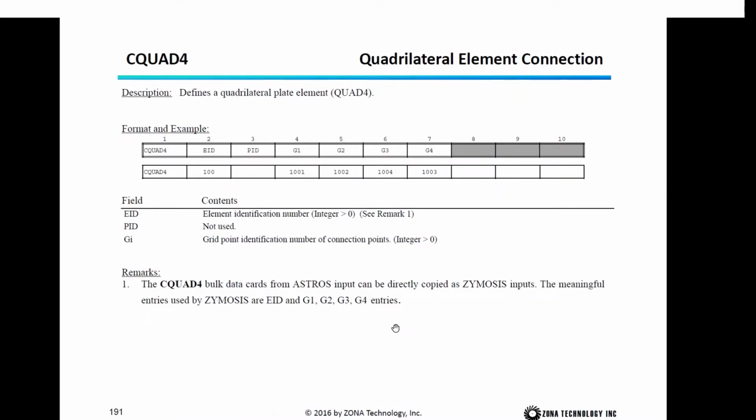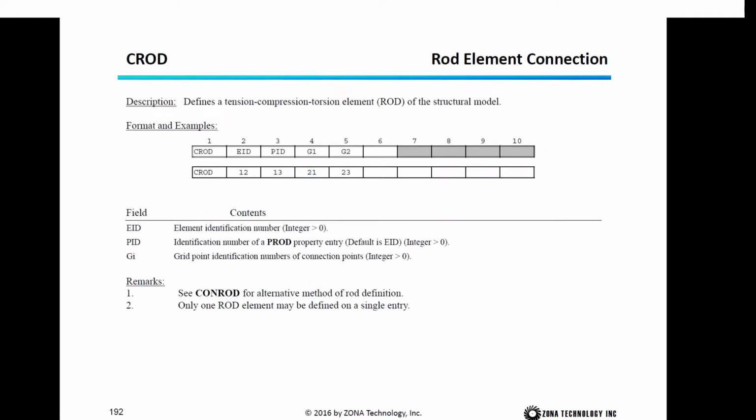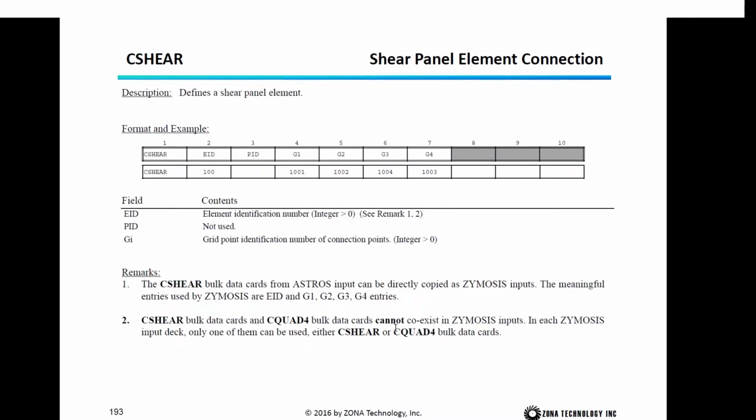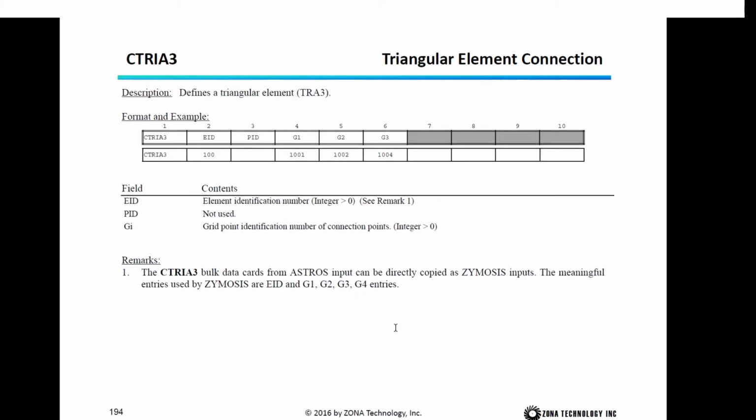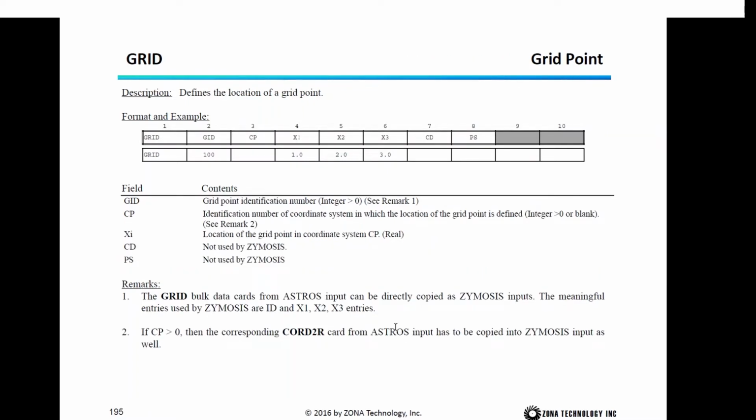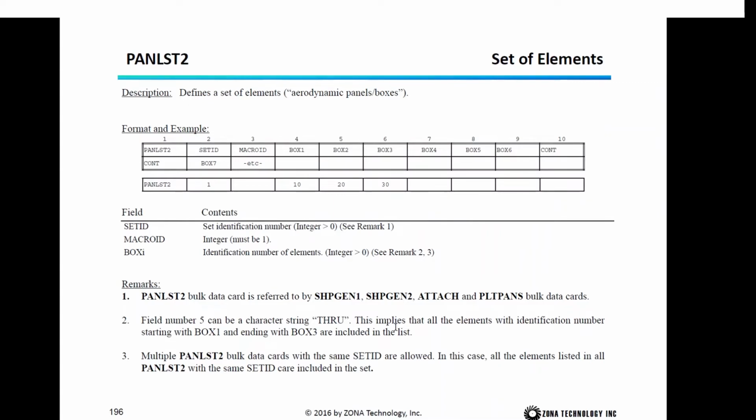And CQUAD4 must be a CQUAD4 in the ASTROS finite element model. CROD must be a rod element in the ASTROS finite element model. CSHEAR must be a shear element in the ASTROS finite element model. And CTRIA3 must be a triangular element in the ASTROS finite element model. A grid must be a grid point in the ASTROS finite element model. PANELIST2 is to list out the element IDs.